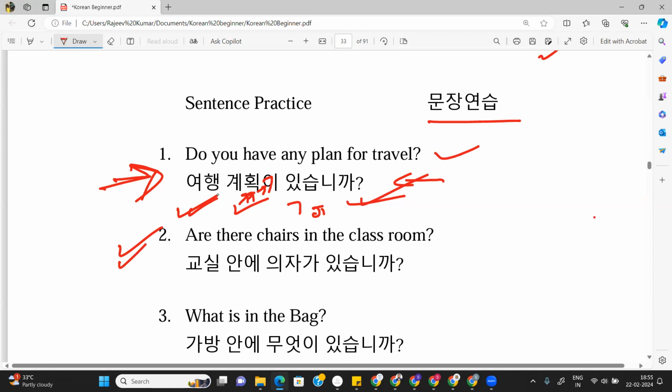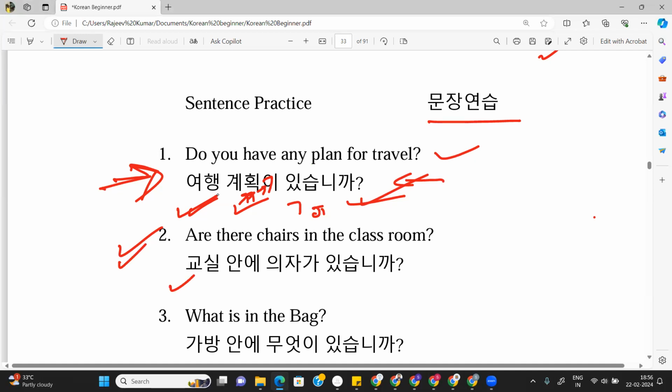Yes. Next. Are there chairs in the classroom? Gyosil. Yes. Correct.